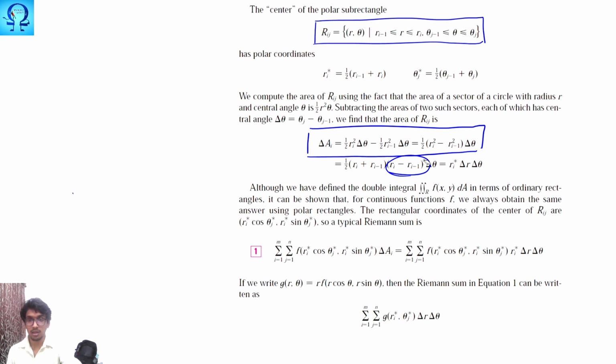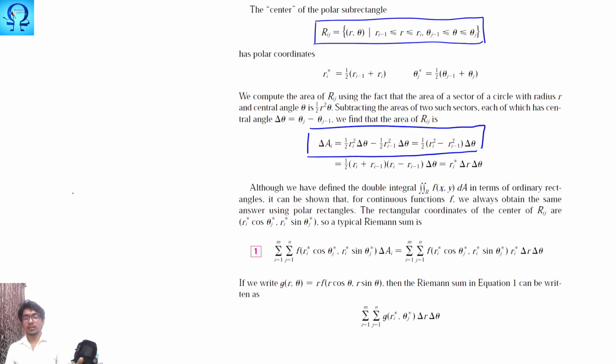Sorry, what I have said is wrong. This part becomes what? This is the central coordinate ri star, and this part is the difference in the r value, so that is delta r, in the smaller polar rectangle. So your delta A is going to be ri star delta r delta theta, right?